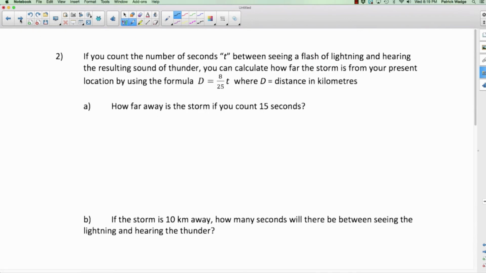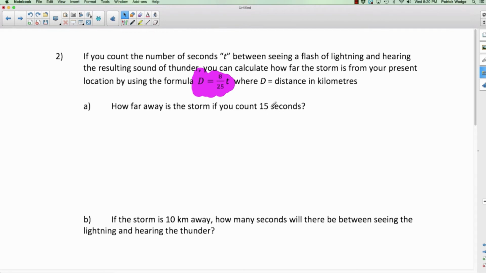Hey, let's do another one. You know this probably. If you count the number of seconds, t, between seeing a flash of lightning and hearing the resulting sound of thunder, you can calculate how far the storm is from your present location by using this formula right here. D equals 8 over 25 t, where d is the distance in kilometers. So the question here is, how far away is the storm if you count 15 seconds?